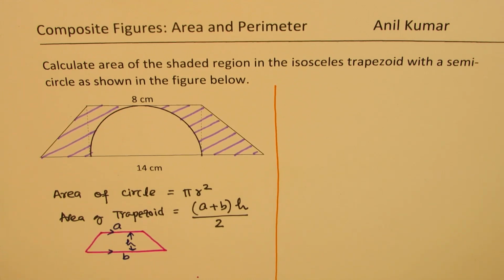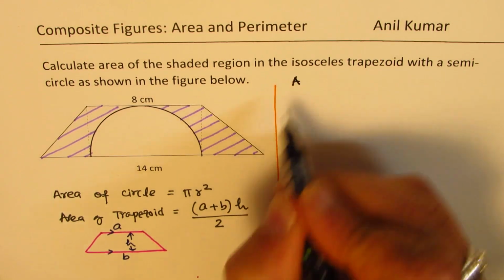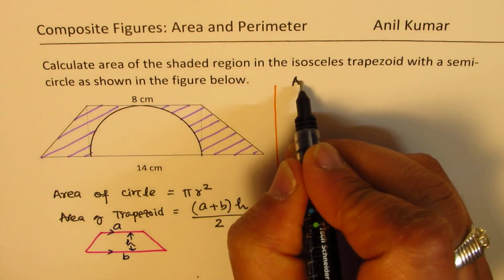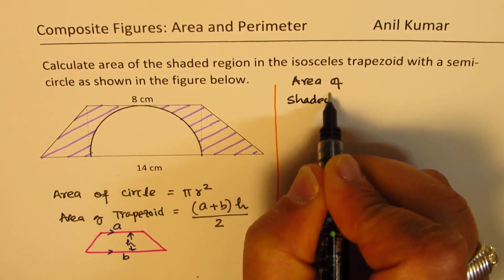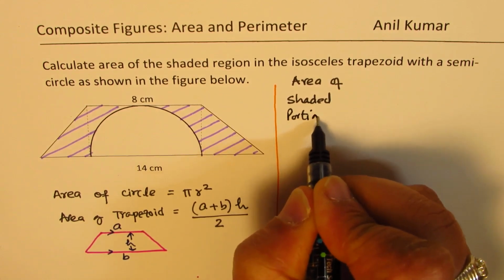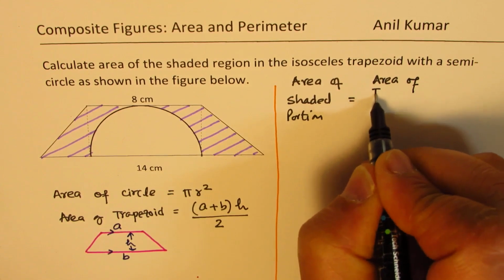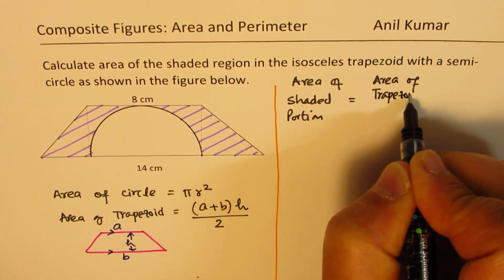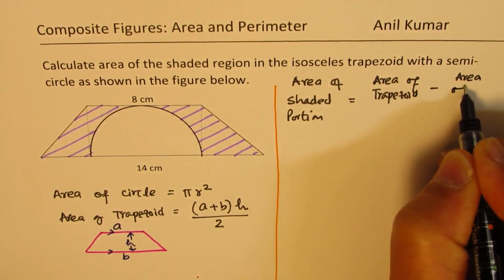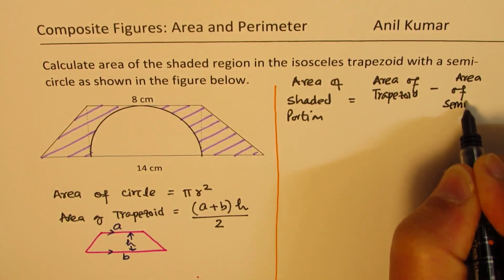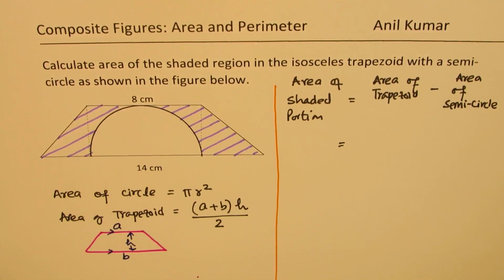Now, to find the area very clearly, we have to find the area of the trapezoid and take away the area of the semicircle, right? So we have area of shaded portion equal to area of trapezoid minus area of semicircle. Correct? So area of trapezoid, how do we figure this out?